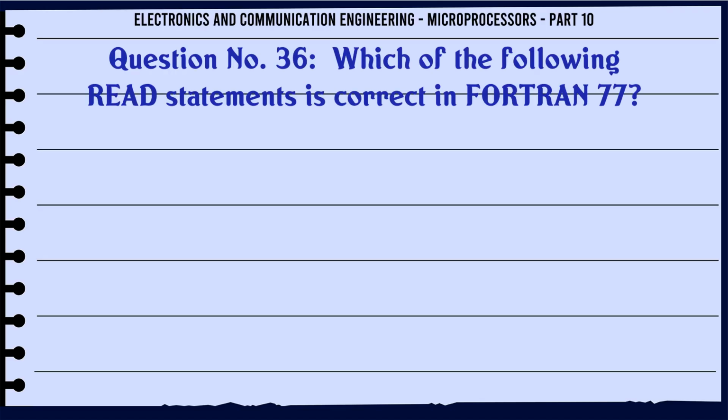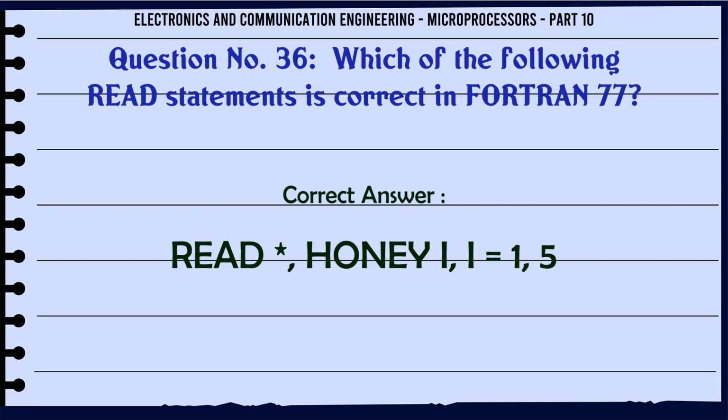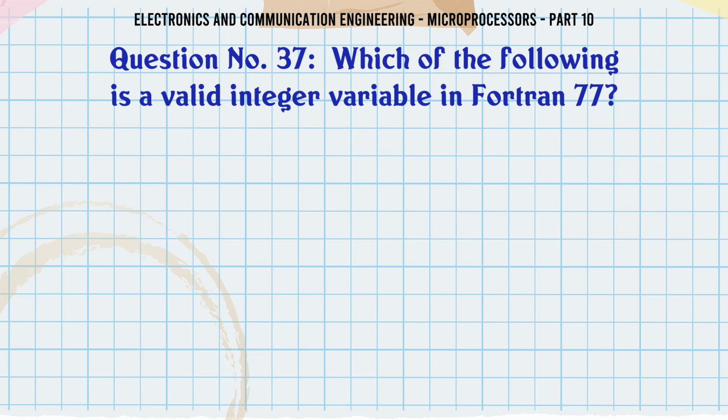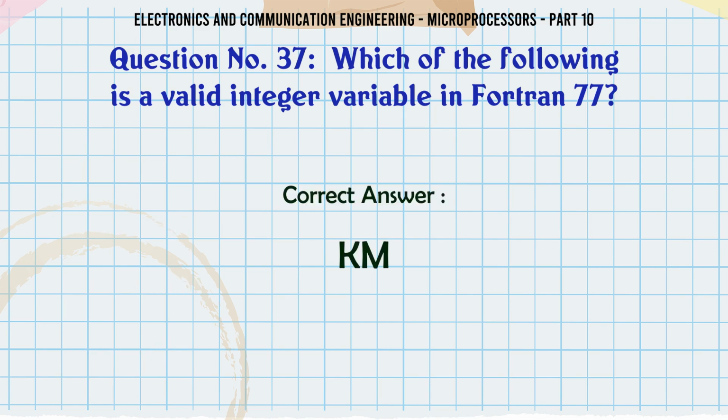Which of the following read statements is correct in Fortran 77? A. Read honey II15. B. Read honey II15. C. Read honey II15. D. Read honey II15. The correct answer is read honey II15. Which of the following is a valid integer variable in Fortran 77? A. Kilometer. B. km1. C. Delhi. D. 318. The correct answer is kilometer.